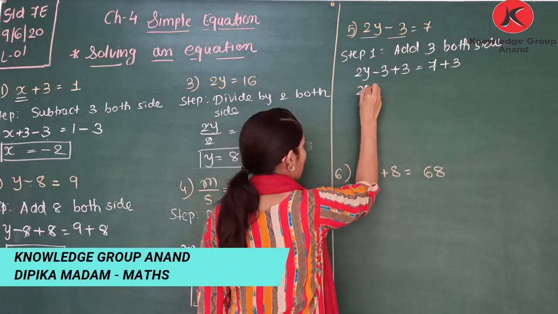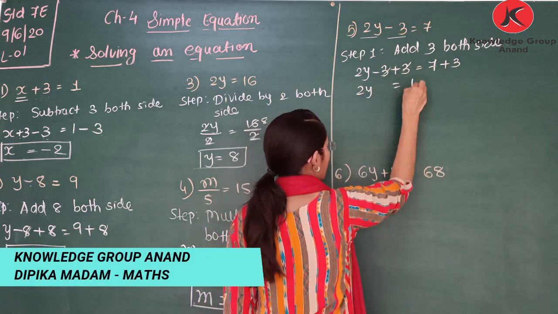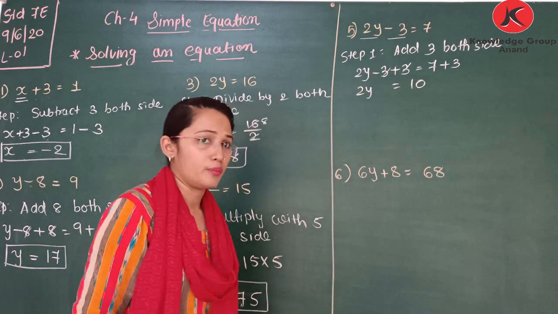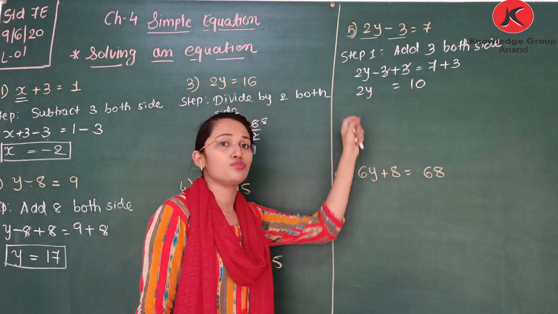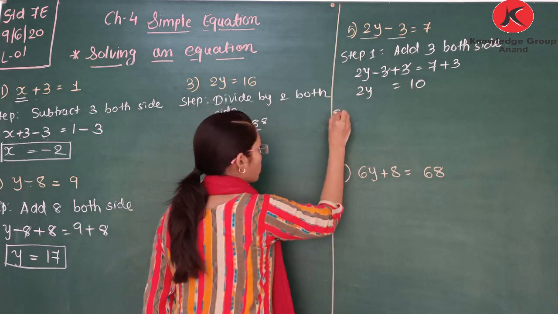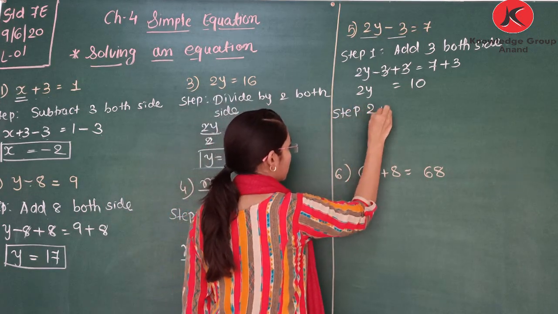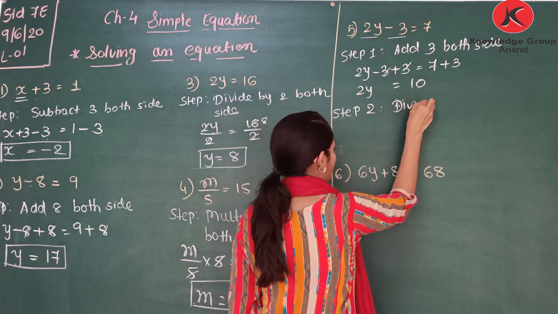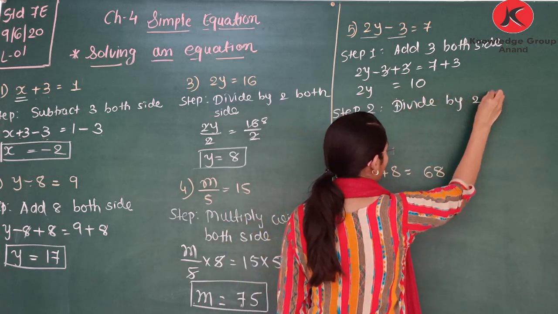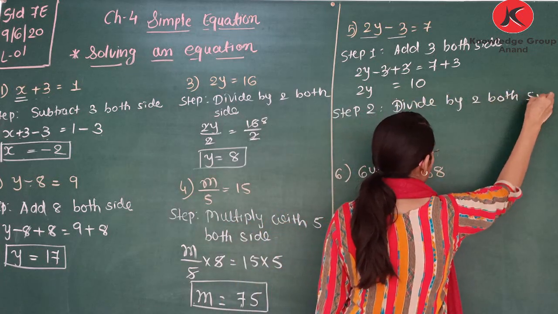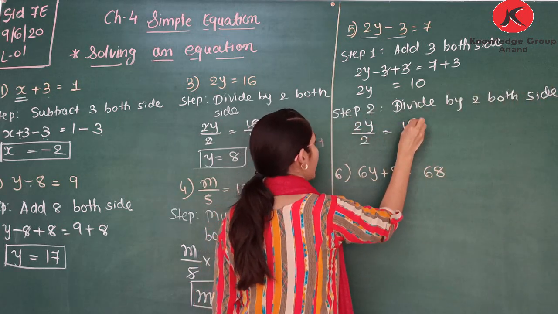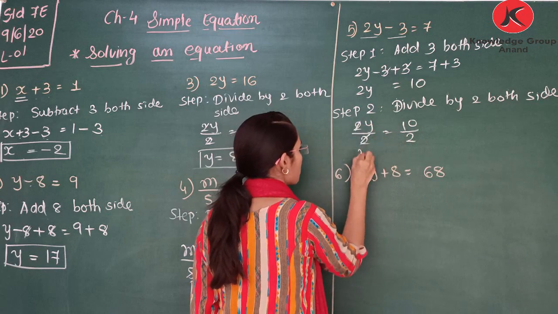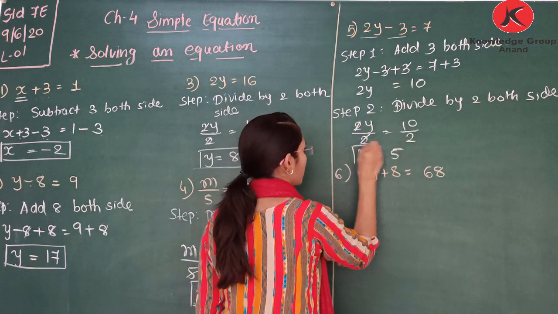So what is your answer? 2y. 3 will be cancelled. 2y is equal to 10. Now you need to remove this 2, so it means you need to divide by 2. So step 2, divide by 2 both sides. So 2y by 2 is equal to 10 by 2. 2 cancels. So y is equal to 5.